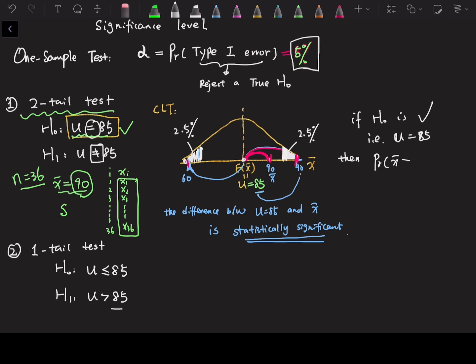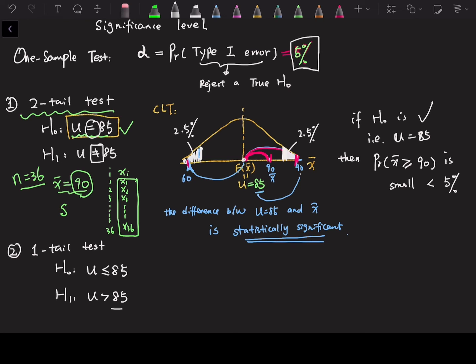So as extreme as or more extreme than this 90 is small. In this case, it falls in this 2.5%. You can say it is less than 5%, or even less than 2.5%. So what does this mean?